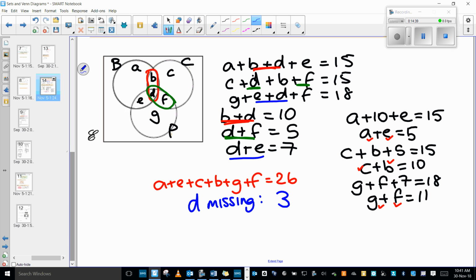He was very smart. So that means, because D is our intersection, that means that 3. So 3. That's excellent. Well done.